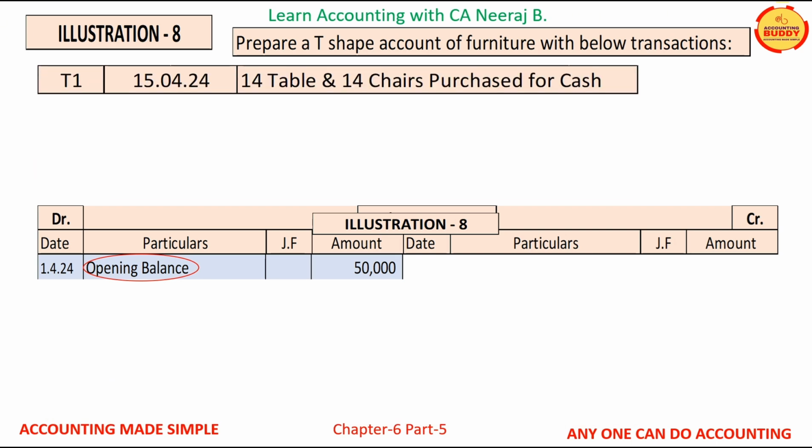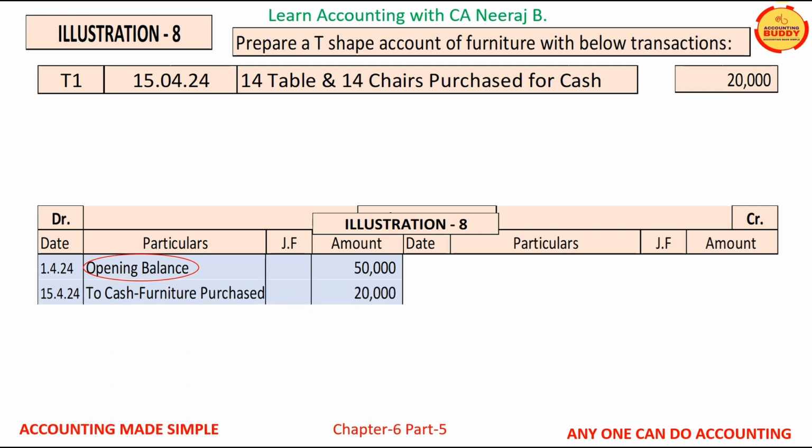Transaction T1 is on 15th of April 24, 14 tables and 14 chairs are purchased for cash amounting to 20,000. Now with this furniture purchase transaction, value of assets, that is furniture, will increase, and as per asset account rule, this transaction will be recorded on the left hand side, that is the debit side of the furniture account.